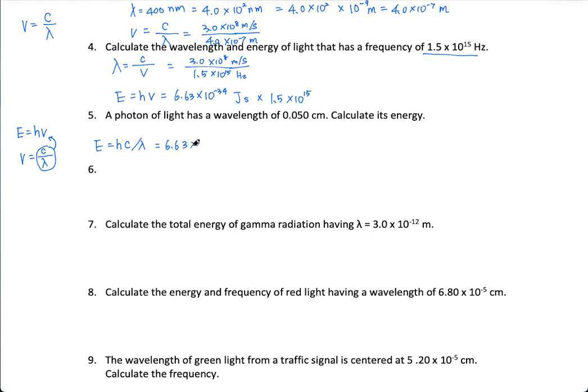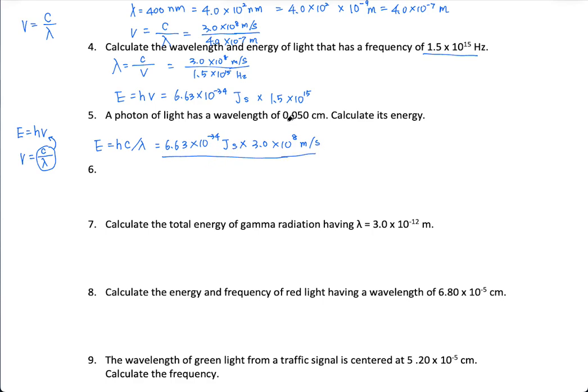6.63 times 10 to the negative 34 joule-seconds, times the speed of light, 3.0 times 10 to the 8th power meters per second. Then we have to divide by the wavelength.